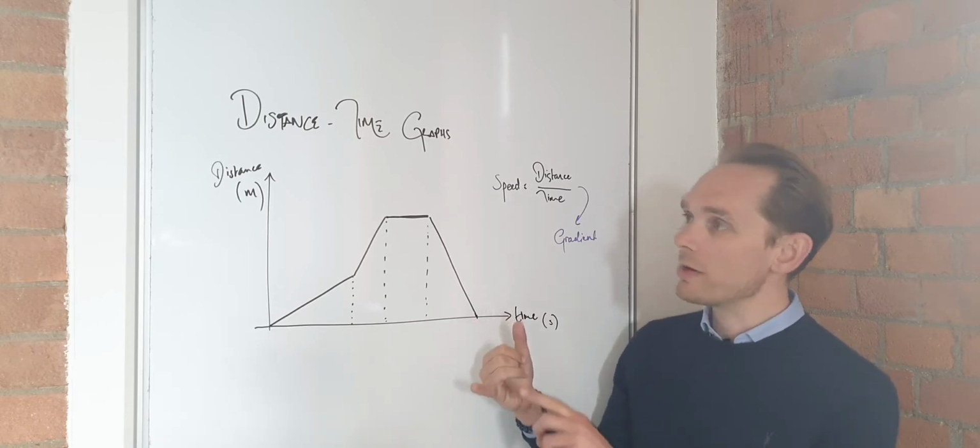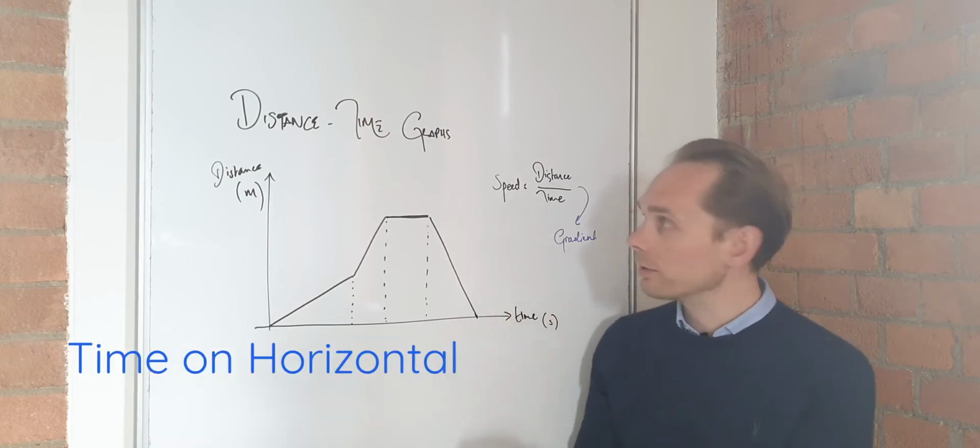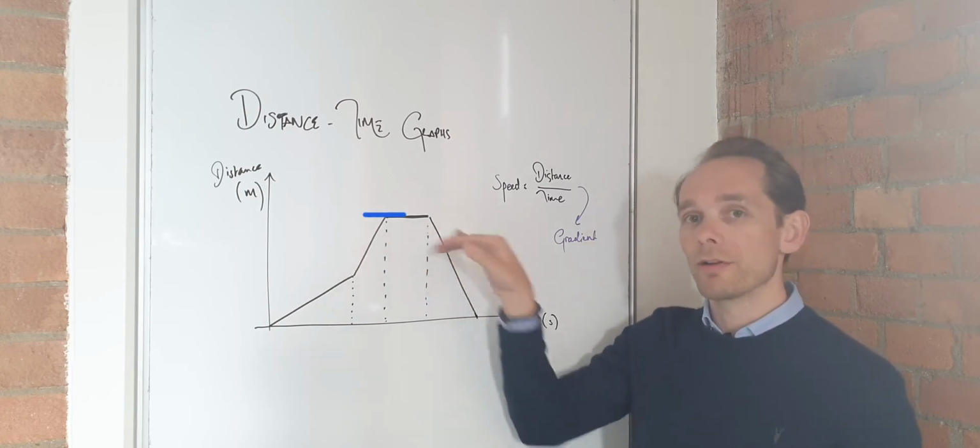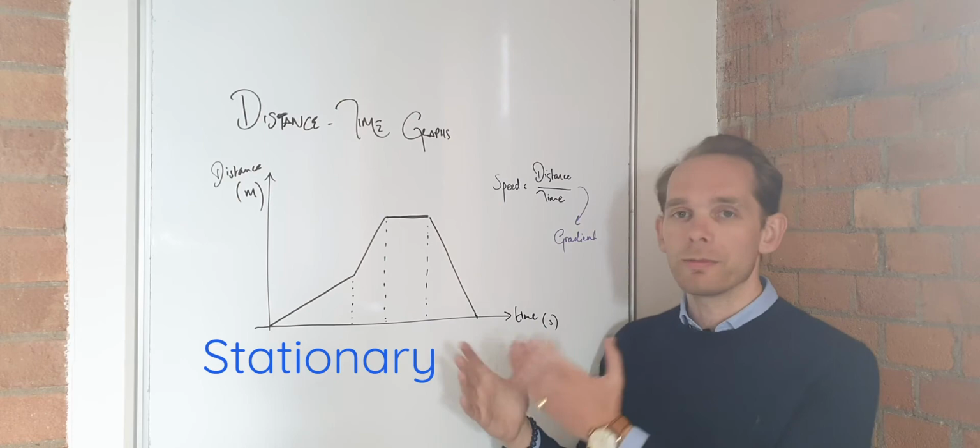So main takeaways: distance on the vertical, time on the horizontal. Gradient relates to the speed of the object, and particularly remember a flat line means an object's not moving. Steep is fast, shallow is slow.